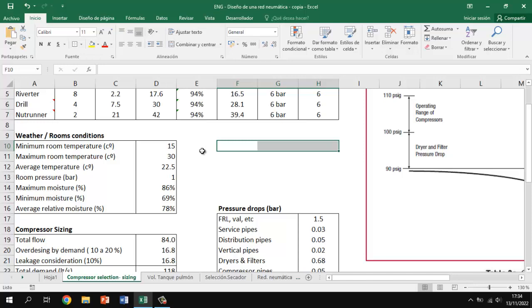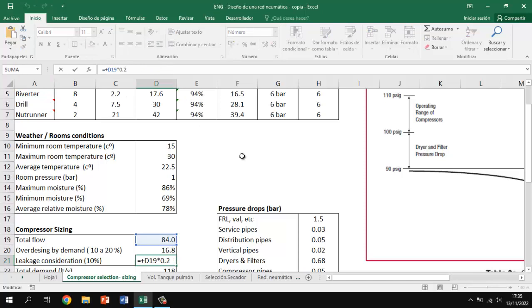In this case, I consider 20%. But imagine that you are designing a good pneumatic system, but the maintenance area doesn't have a plan to do the preventive, predictive, I don't know, maintenance of that pneumatic system. So when there's gonna be a leakage, this leakage is gonna increase by the time. So it could be more percentage. So that's the reason why I put 20.